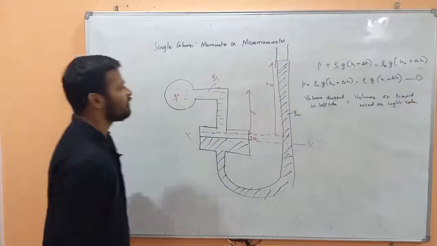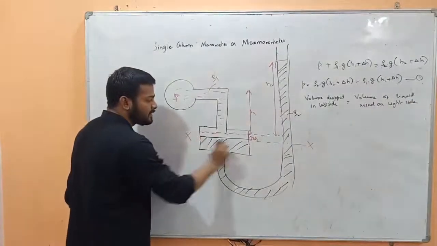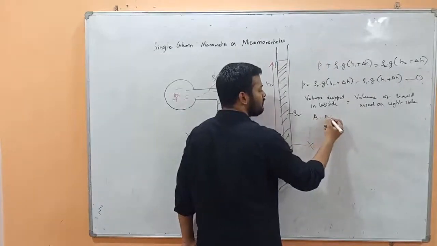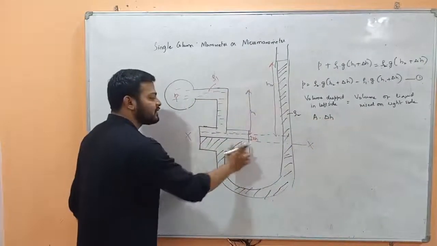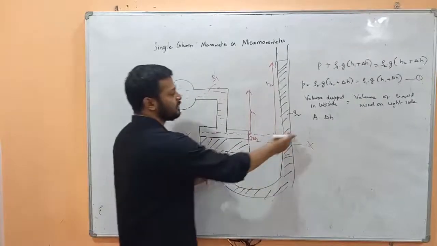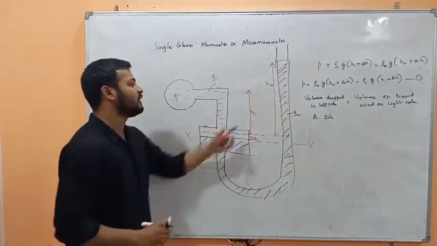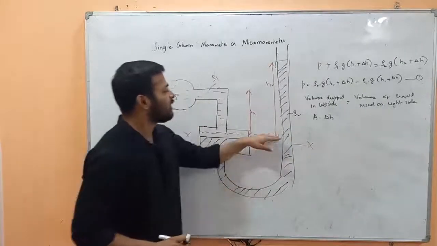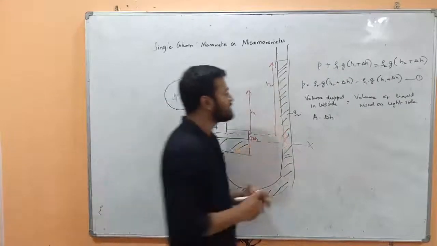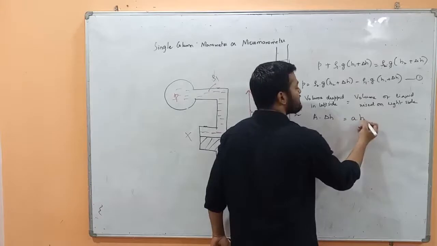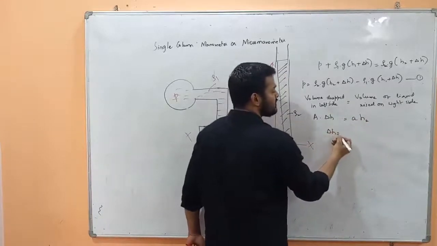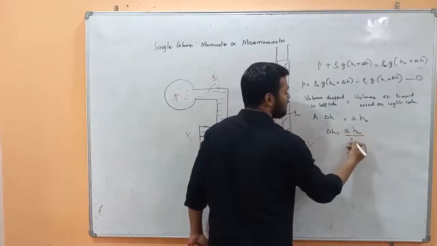So what is the volume formula? Area into height is the formula of volume. Let's say the area of this reservoir is capital A and the area of this pipe is small a, because this area is bigger than that area. So I will take this area as capital A. And what's the rise on the right side? The rise is H2, and that area we take as small a, because it is smaller. So from this we get delta H equals a into H2 by A.